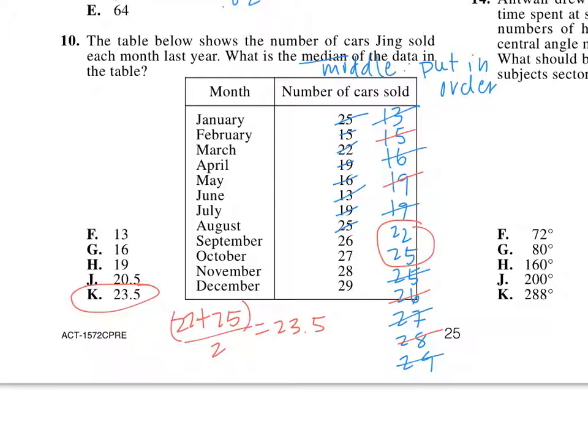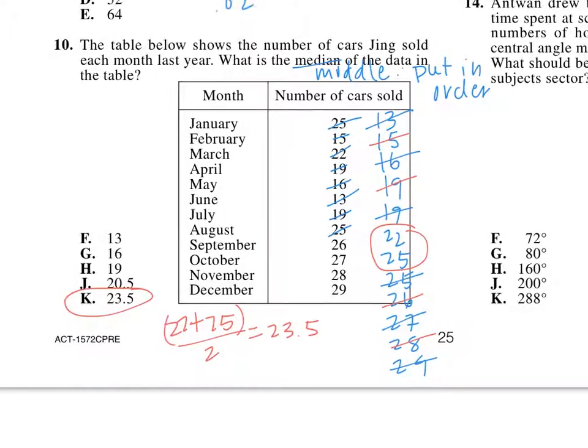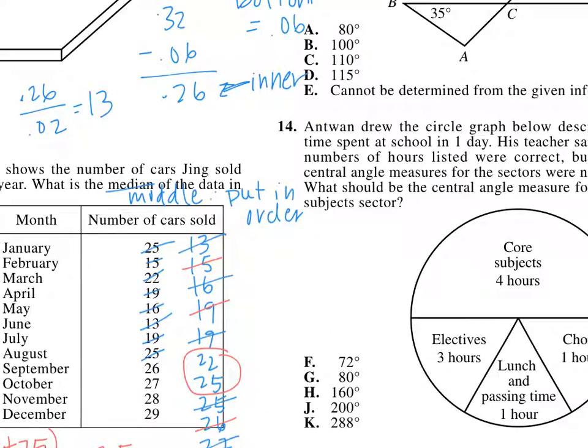So just be careful, a median and a mean are not the same thing. So this one you got to find the middle of the numbers. All right, number 11.